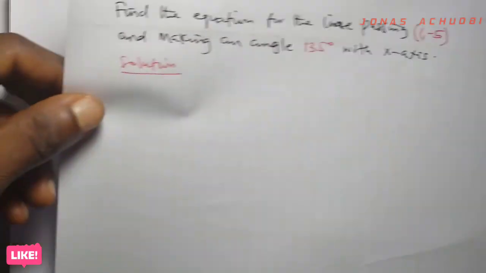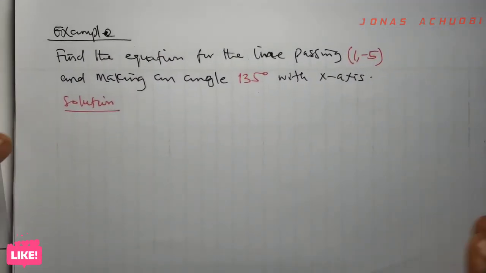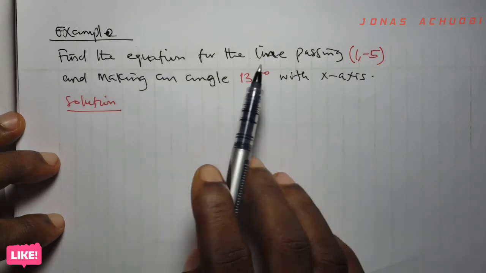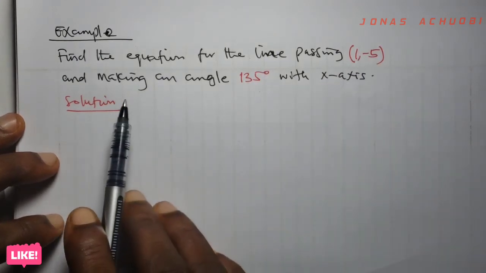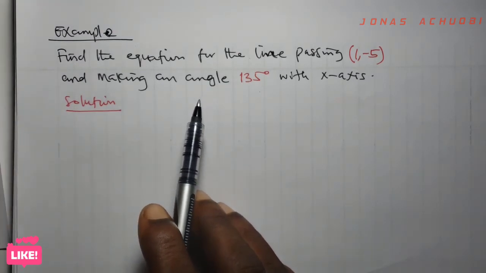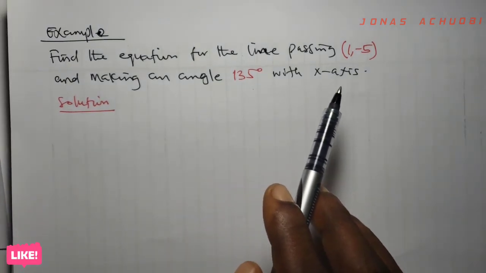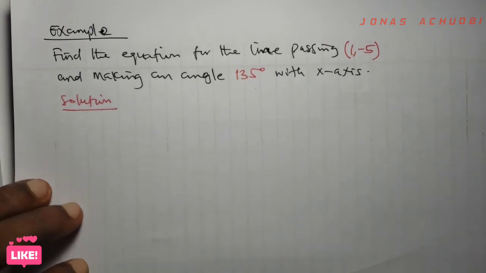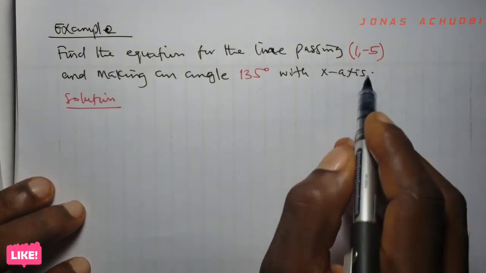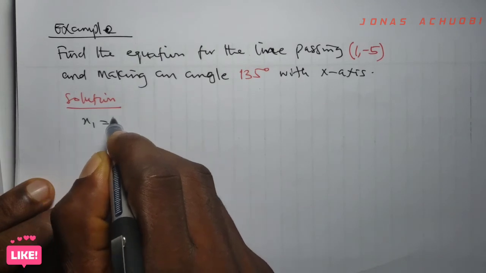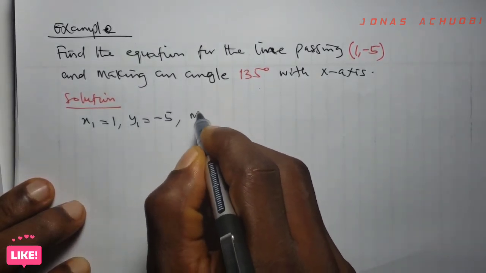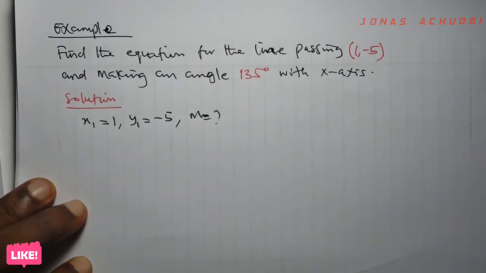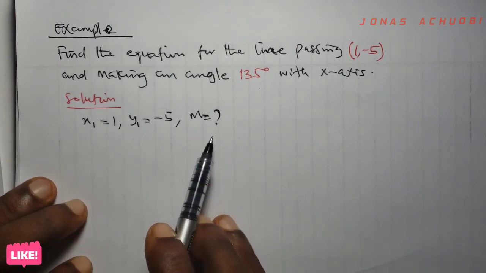We take the last example very quickly. It says, find the equation for the line passing through the point 1, minus 5 and making an angle 135 degrees with the x-axis. So here we are given a point. x1 is 1 and our y1 is what? Minus 5. But we are not given a slope, no slope. So we can't apply our point slope form because we have a point but we have no slope.